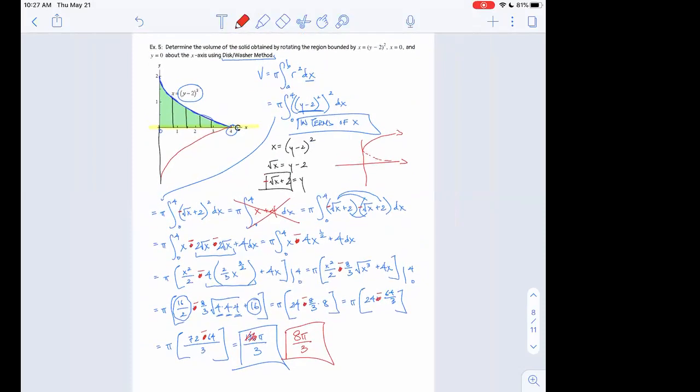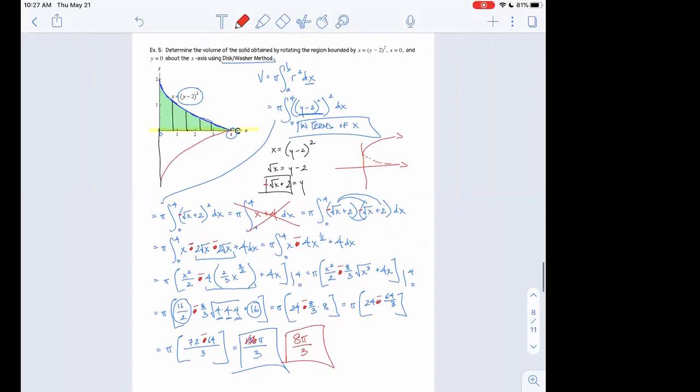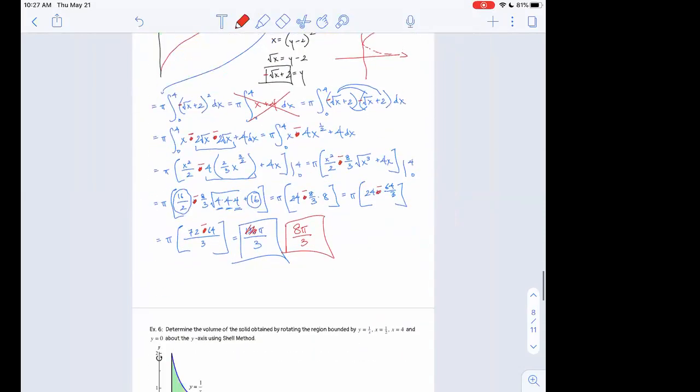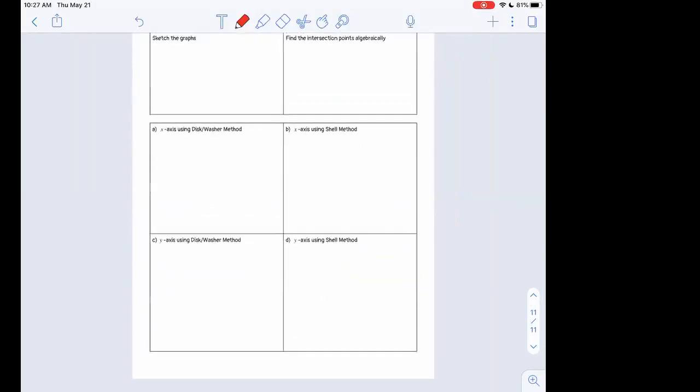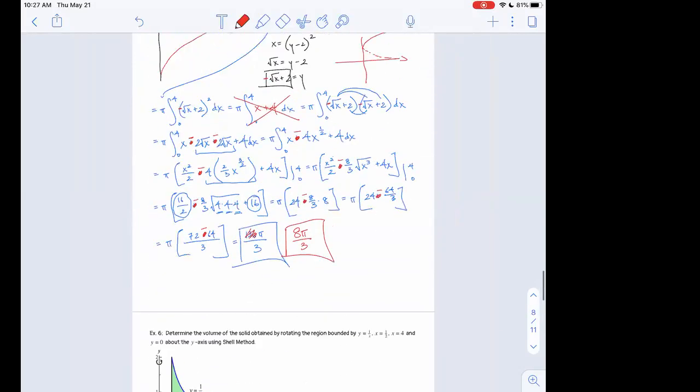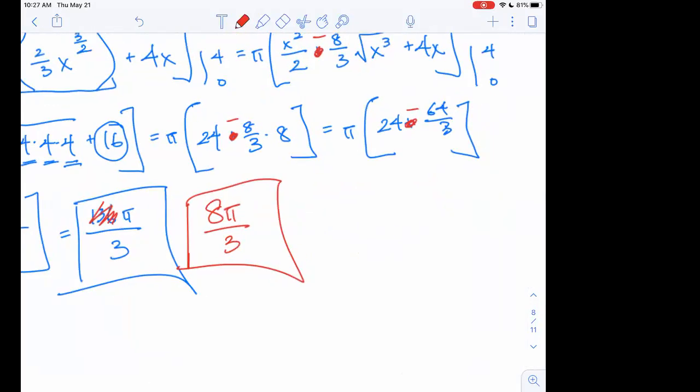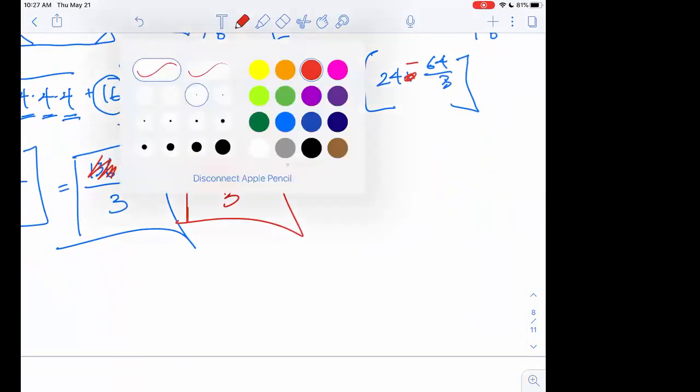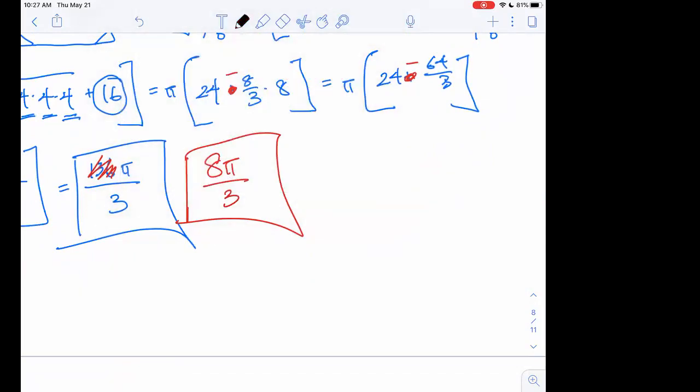Wait, I don't understand why we have to look at the bottom portion. Okay, let me draw a better picture of that. Where do I have space to draw a better picture? Okay, well, we'll squeeze it in here. So if you go on Desmos and you graph y equals the square root of x plus 2, what you will get is this part of the curve.